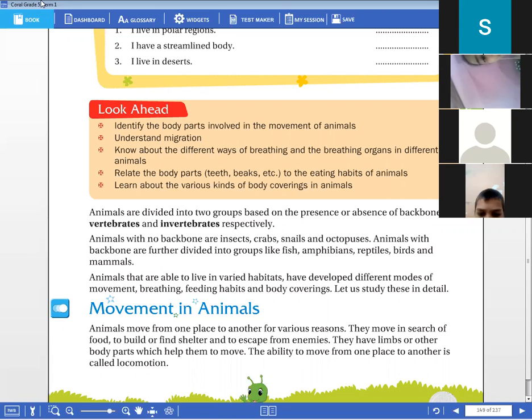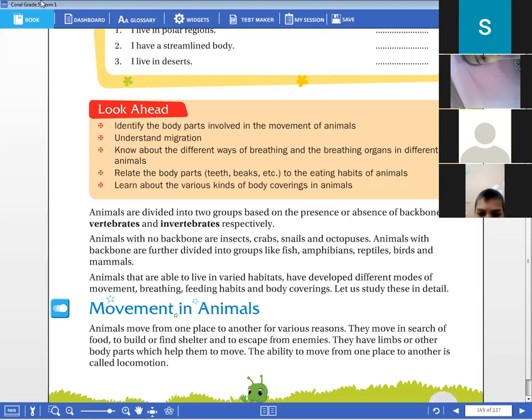So here, vertebrates and invertebrates. The animals which have a backbone are called vertebrates and those which don't are called invertebrates. Animals with no backbone are like insects, crabs, snails and octopus. These are a few animals that don't have a backbone.